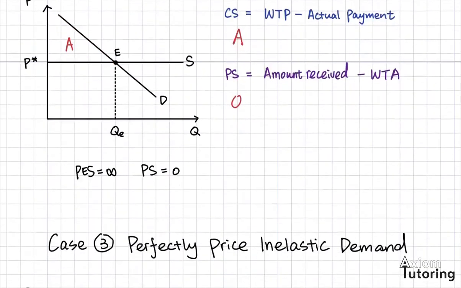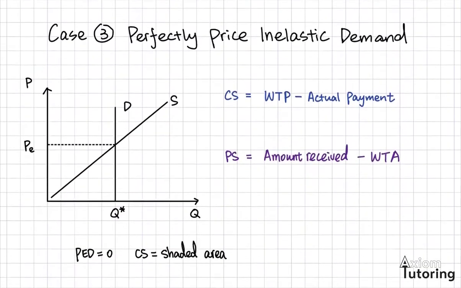Now, let's move on to the case where PED is zero. And I have drawn here a vertical demand curve, and it means that the quantity demanded is fixed and does not respond to price changes. This often applies to goods that are essential or have no close substitutes. The vertical demand curve also shows consumers' reservation price. Above this price, the demand will collapse entirely to zero as consumers are unable to afford or simply will not buy.